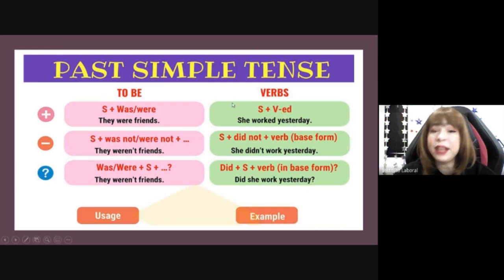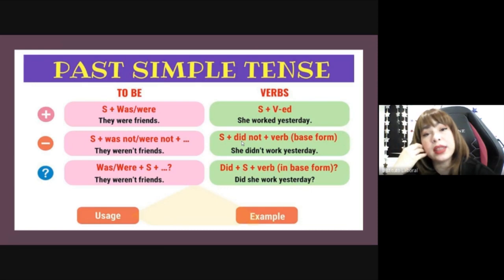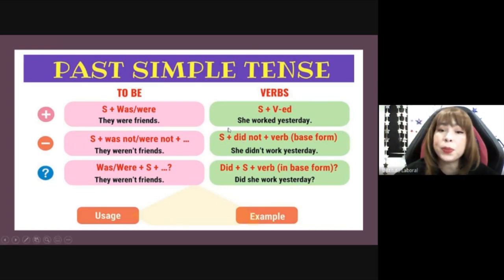In the case of the negative, we use the auxiliary did. Did is the auxiliary for the simple past tense, and we use did for questions and negative. So we have here subject plus did not plus verb. The verb stays in the base form, so we don't need ed anymore. She didn't work yesterday. In the case of the questions, did moves to the first position.